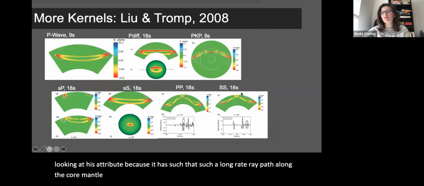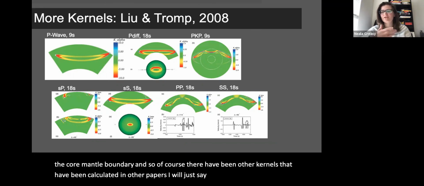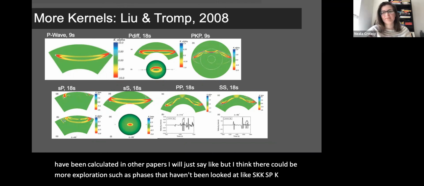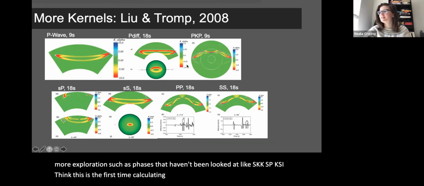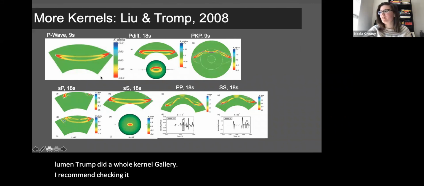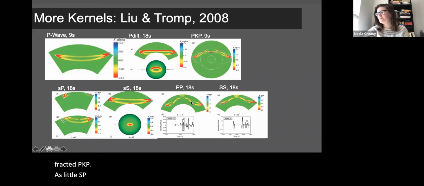And of course, there have been other kernels that have been calculated in other papers. But I think there could be more exploration, such as phases that haven't been looked at, like SKKS and PKS. I think this is the first time calculating those. Liu and Tromp did a whole kernel gallery. I highly recommend checking it out. It's a great paper. They have P waves, P diffracted, PKP, little sP, little sS, PP, SS, beautiful kernels that could be useful for many people.